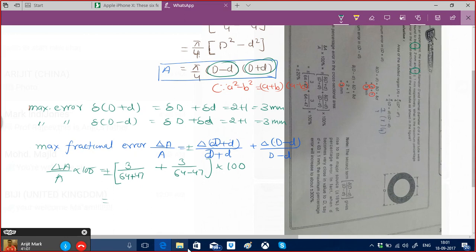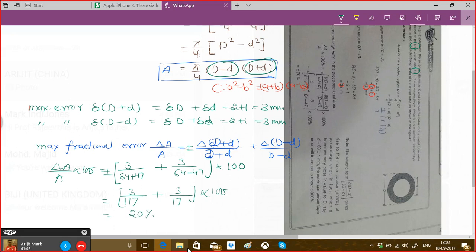Okay, that means it will be 3 over 64 plus 47, plus 3 over 64 minus 47. What is 17 plus... I think there will be 17. So basically it equals 20%. That's right, into 100, and that will be basically equal to 20%.